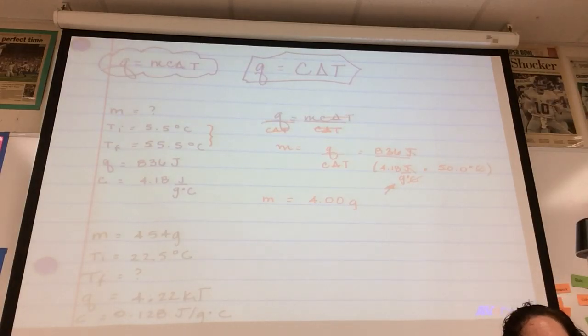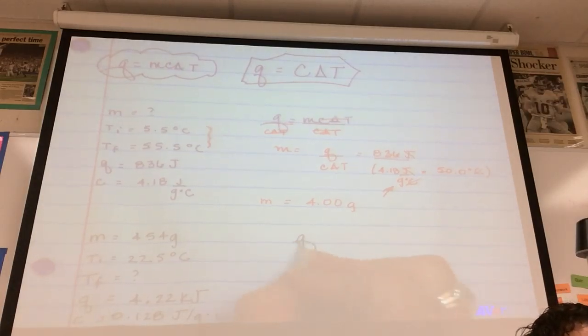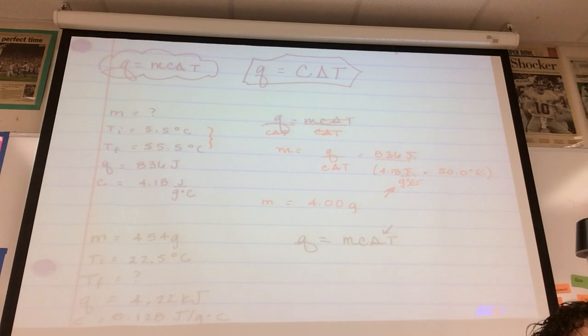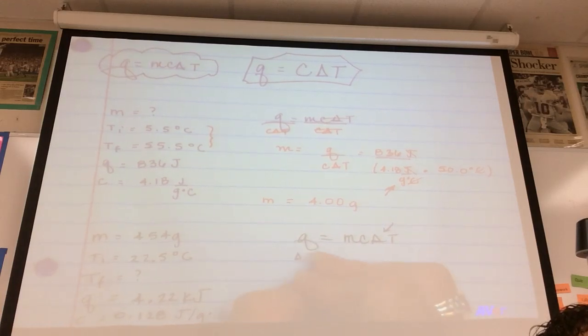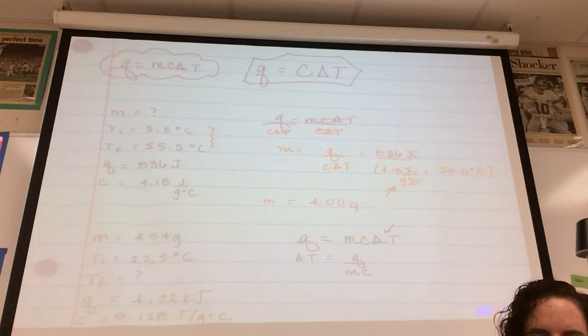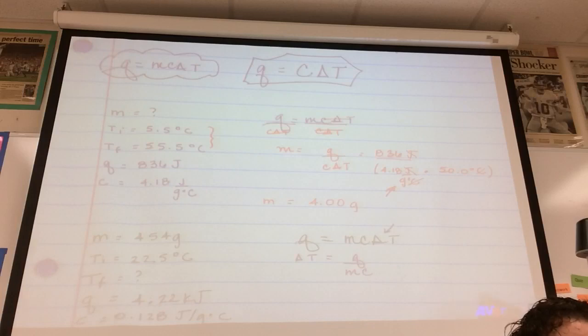If you're ever looking for the initial or the final temperature, your formula is Q is equal to mC delta T. I would solve for delta T first. So delta T is equal to Q over mC. And once I got the delta T, then I would solve for the other component in a separate step. I wouldn't make it algebraically complicated because it doesn't need to be.